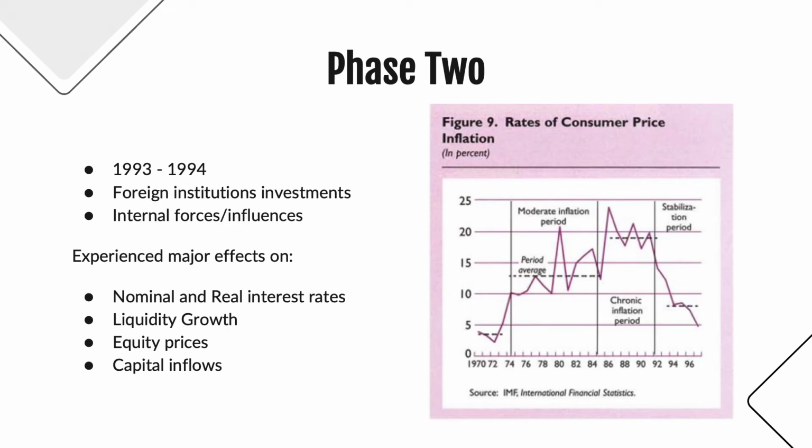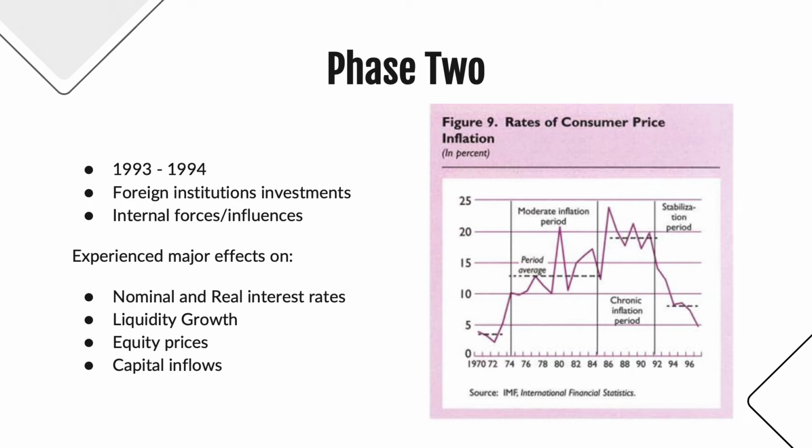So phase 2 was between 1993 and 1994. Phase 2 focused on Egypt trying to attract foreign institution investments and internal influences such as capital inflows. Egypt experienced decreases on nominal and real interest rates, which would stimulate investing and spending. This increased spending and investment would lead to liquidity growth and also an increase in equity prices. The stabilization of Egypt's economy in phase 1 and 2 that led to liquidity growth and strong equity prices would eventually lead to these capital inflows that Egypt was trying to attract during phase 2.